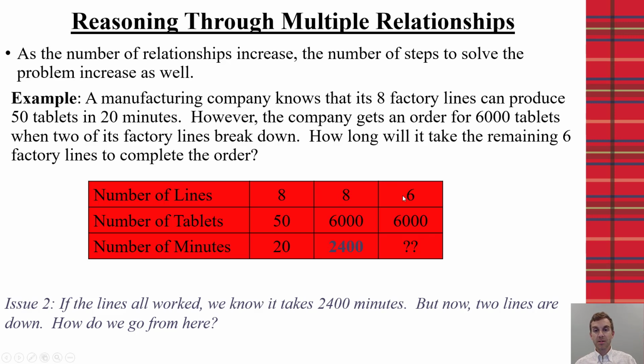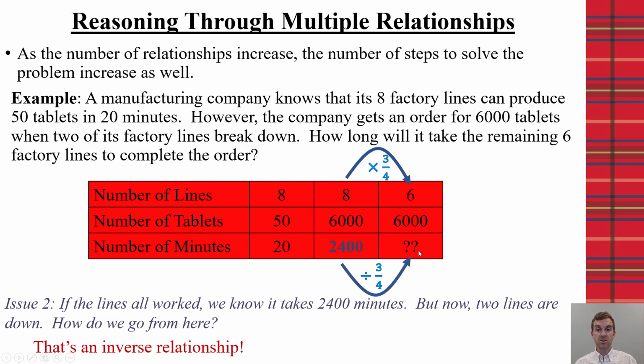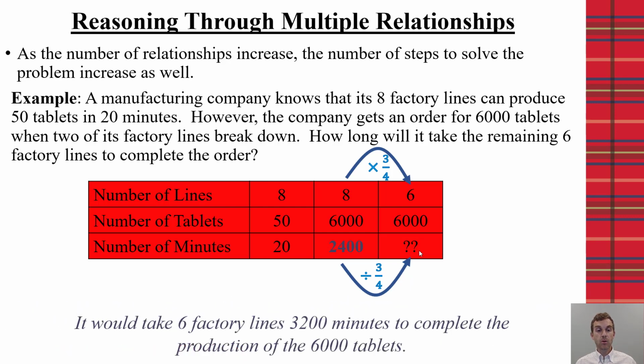So how do I multiply to go from 8 to 6? I multiply by 3/4. That means I'm going to then divide 2400 by 3/4. So I'm looking at 2400 minutes divided by 3/4. If you remember though, we don't divide by fractions, we multiply by their reciprocal. So really I'm looking at 2400 minutes times 4/3, or 1 1/3 times. When I do that, I'll end up with 3200 minutes. That means that it will take 6 factory lines 3200 minutes to complete the production of all 6,000 tablets.